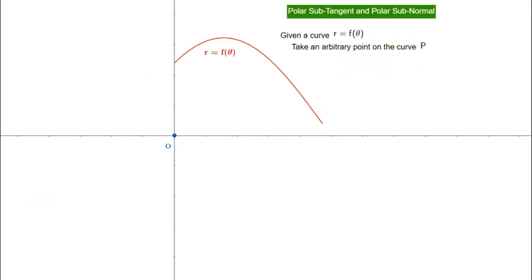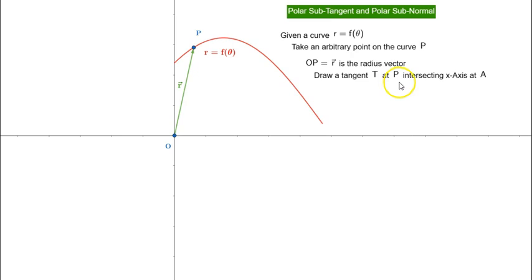Let us look at polar subtangent and polar subnormal. So again, we start with a curve. Let's say this is r is equal to f of theta. Take an arbitrary point on the curve, P. Then we take the radius vector OP, vector R.